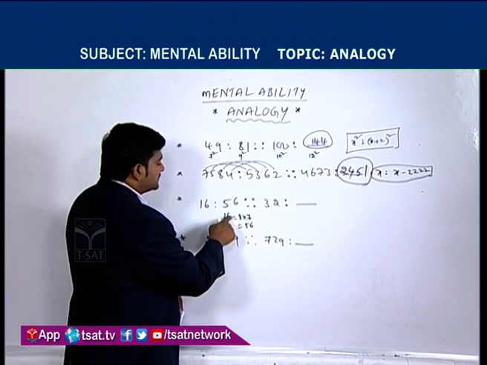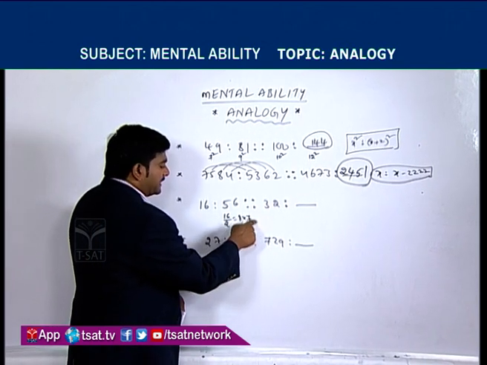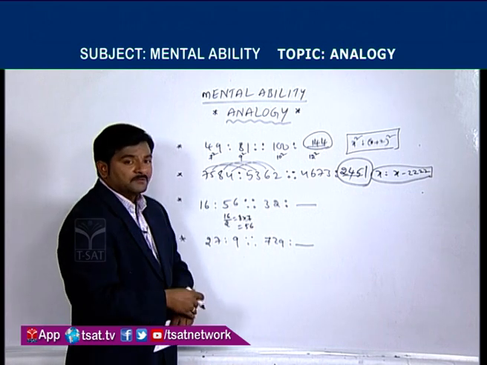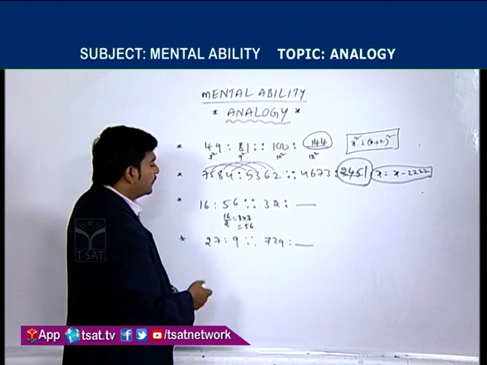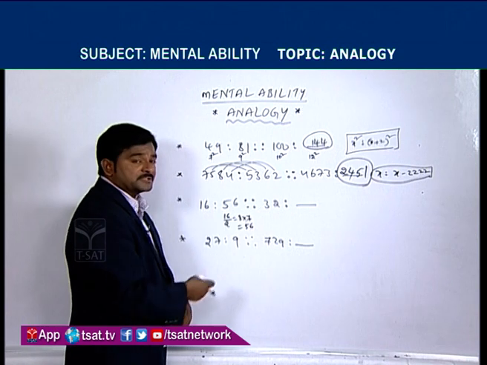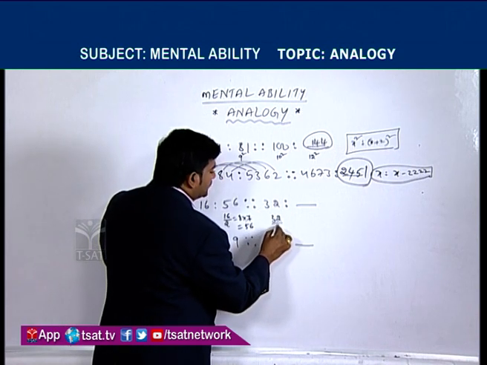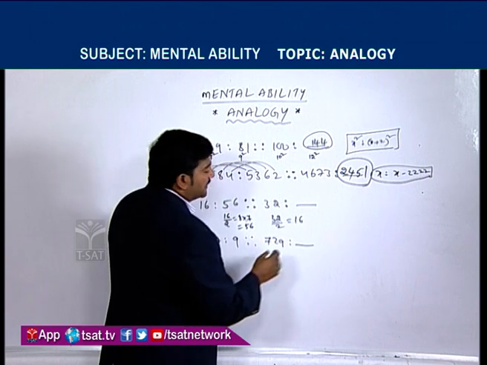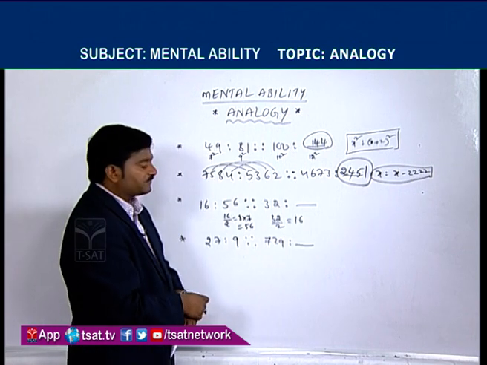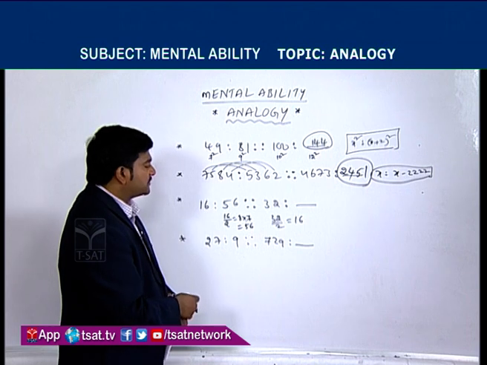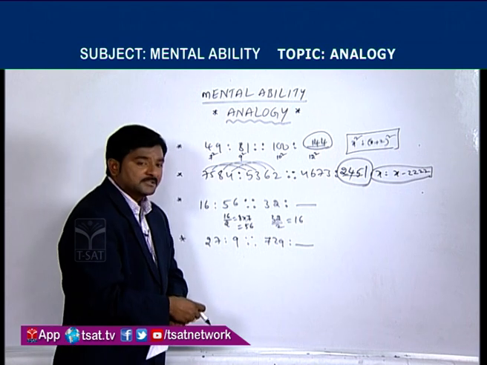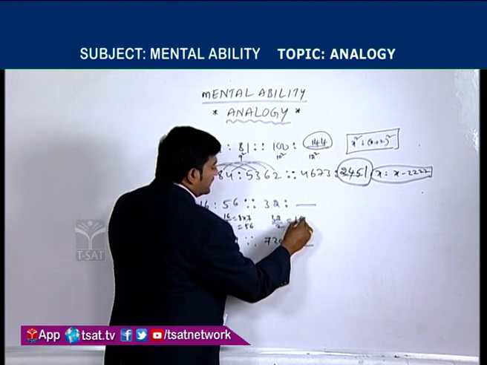Okay, so 16 by 2 means 8. 8 multiplied by 7, what am I getting? 56. I hope you understood this concept. Apply the same logic for that also. So what does it mean? 32. Half of 32. Half of this 32 means what will you get? 16 you will get. Okay. So now 16 must be multiplied by 7.